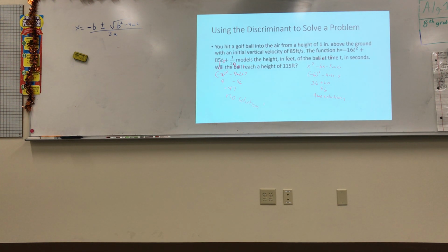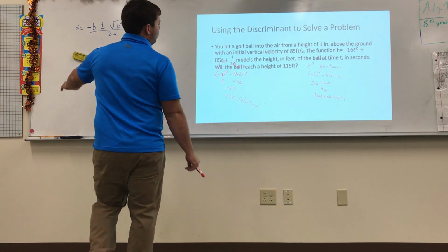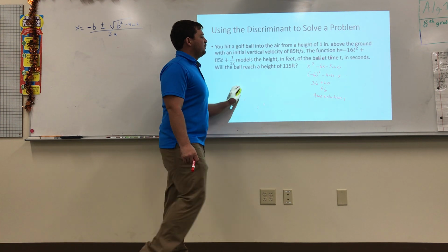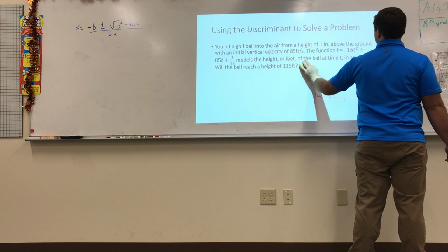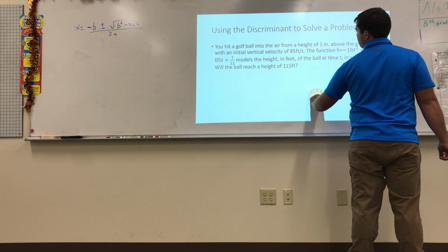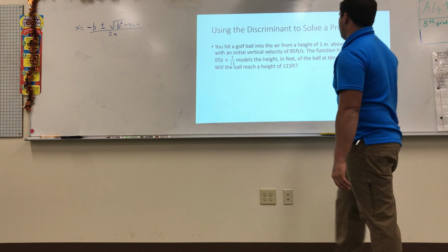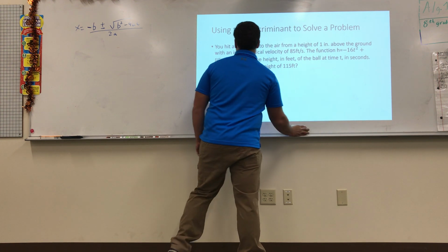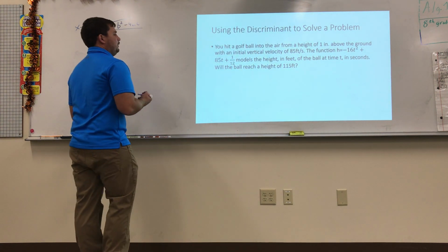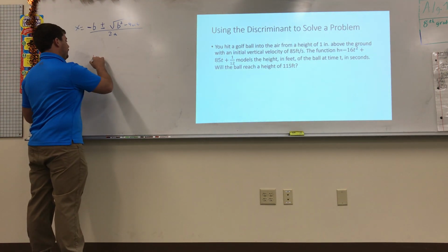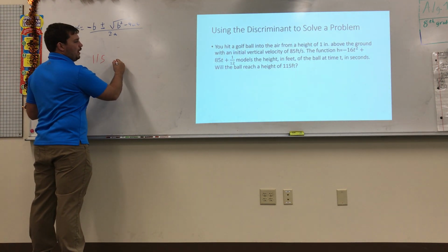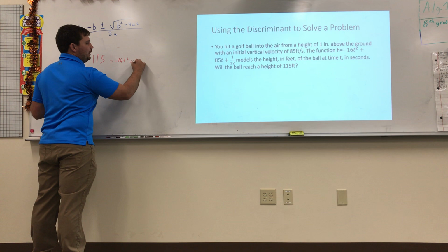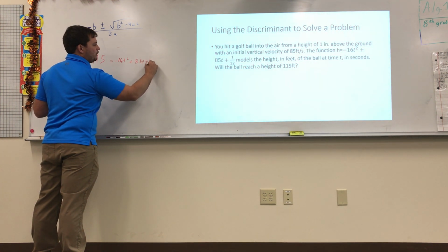Now, you hit a golf ball into the air from a height of 1 foot above the ground with an initial velocity of 85 feet per second. The function is negative 16t to the second plus 85t plus 1 over 12. It models the height in feet of the ball at time t in seconds. Will the ball reach 115 feet? Well, the height has got to get to 115 feet, so we're going to sub that in for h. 115 equals negative 16t to the second plus 85t plus 1 over 12.